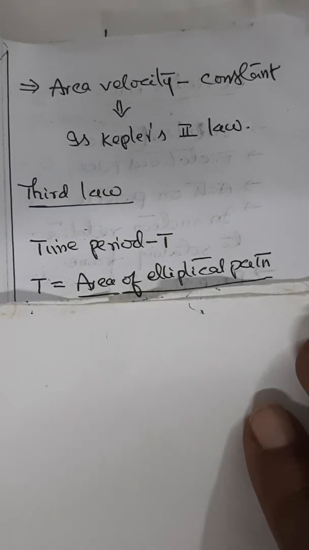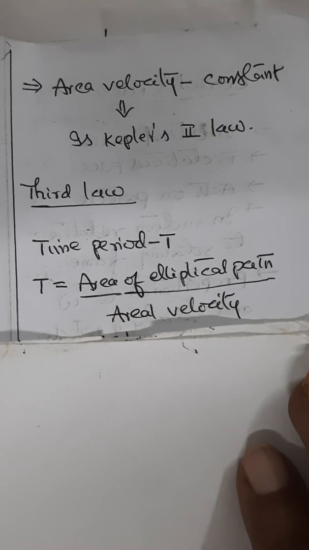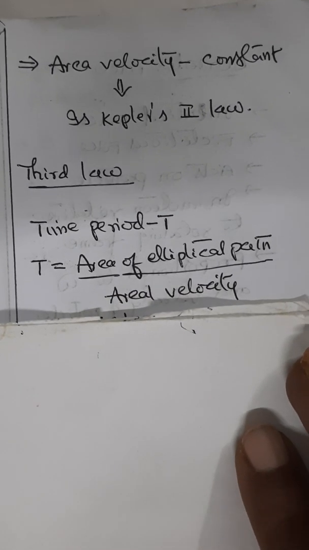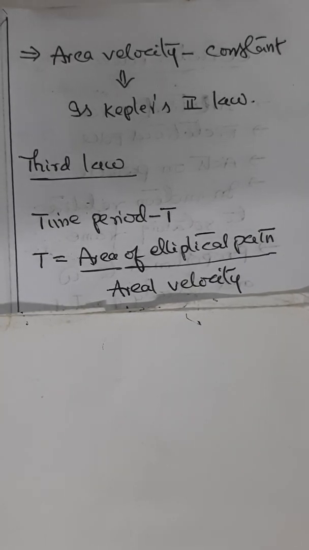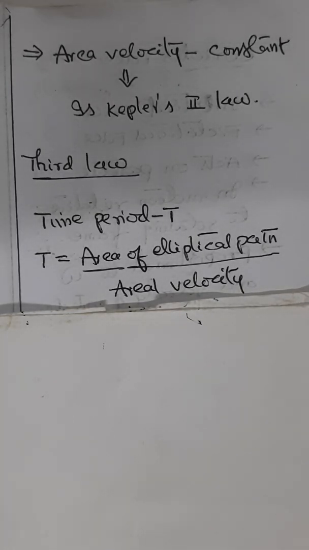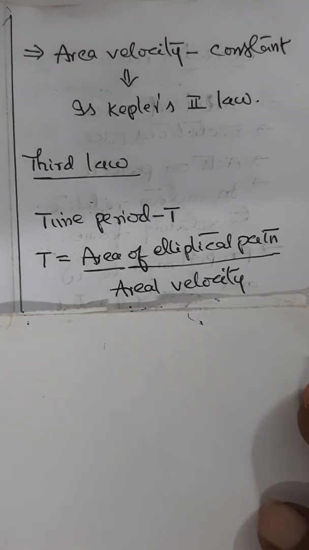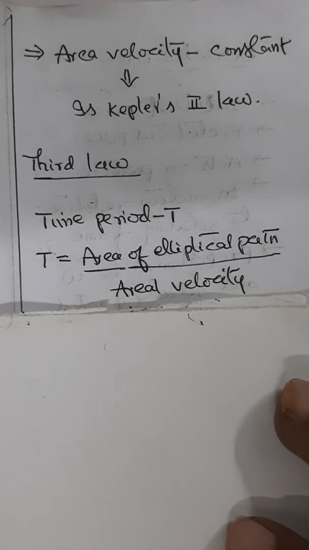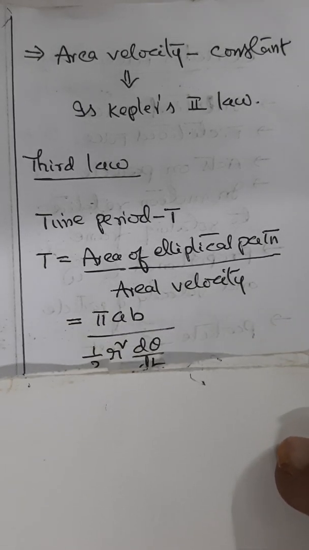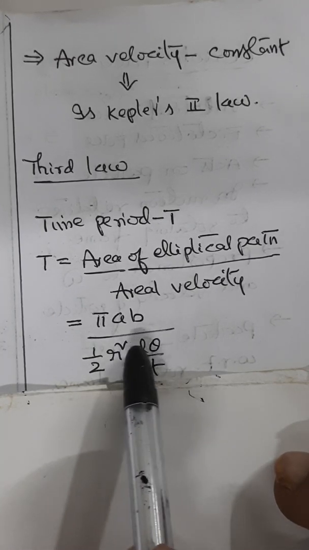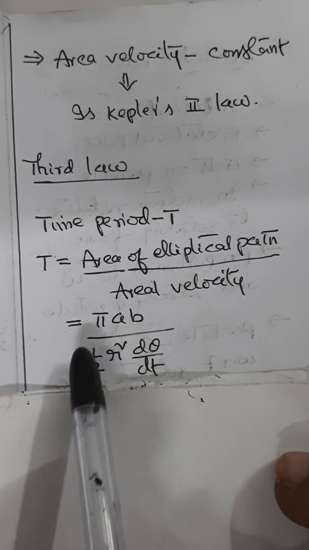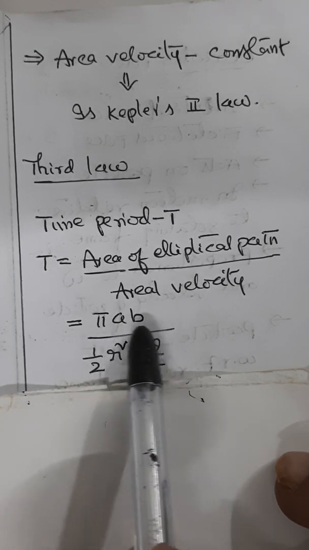Let us say the time period is T. Distance by velocity is the time period. Therefore, the orbit being elliptical and the velocity being areal velocity, the area of the elliptical path divided by the areal velocity will be the time period. The area of the elliptical path is πab. The areal velocity is 1/2 r² dθ/dt, as we have just seen in Kepler's second law. Here a and b are the semi-axes of the ellipse.